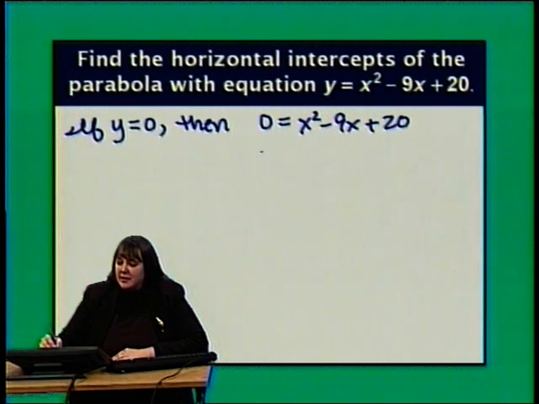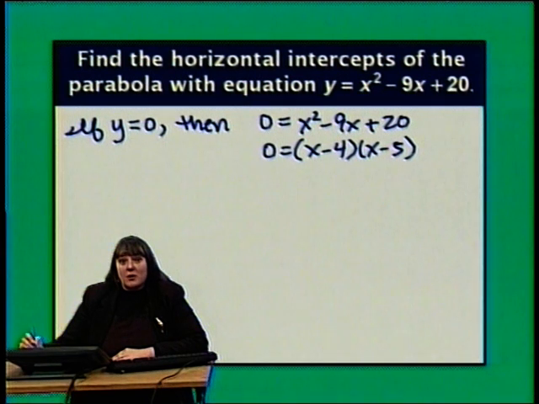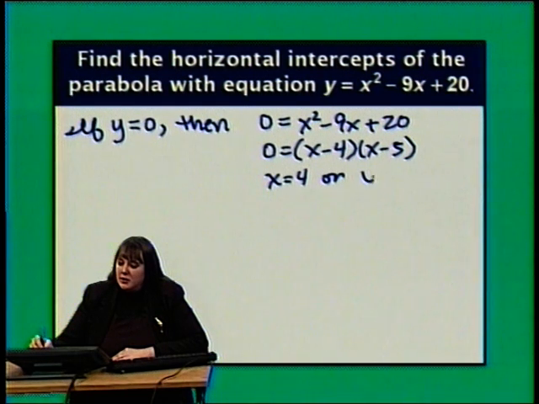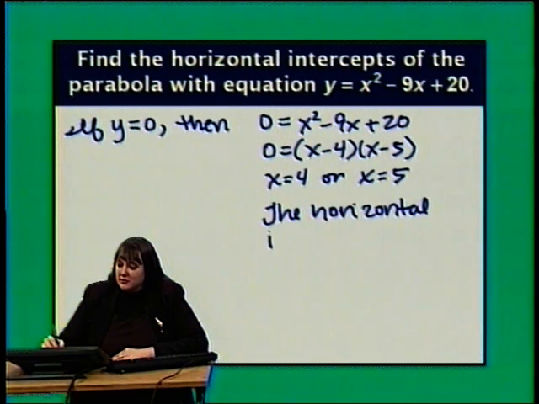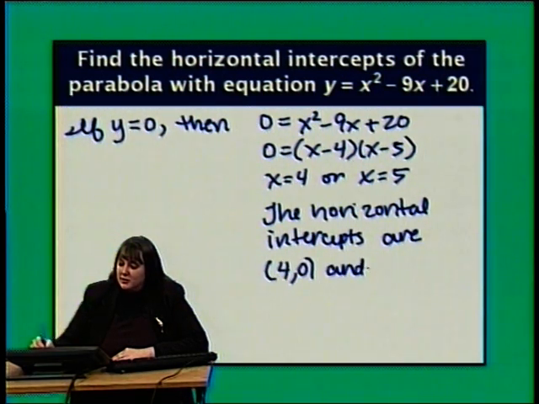Now it looks like I can factor that expression on the right-hand side of the equals sign, because negative 4 times negative 5 gives me that constant of 20 at the end, and negative 4 plus negative 5 gives me the negative 9 for the coefficient of x. Now the zero product property tells me that x either has to equal 4 or x has to equal 5. So this parabola has two horizontal intercepts. The horizontal intercepts are (4, 0) and (5, 0).